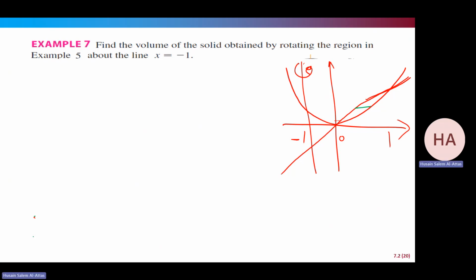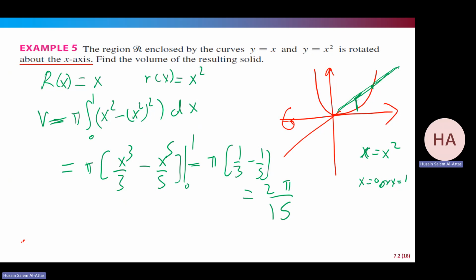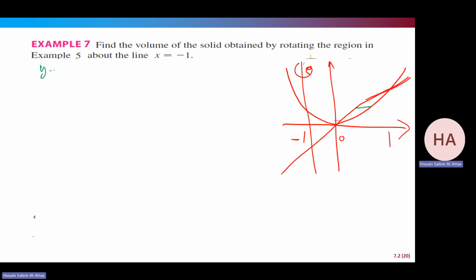Okay. And what will be the outer radius? Now be careful. I have y equal x. I need to write everything in terms of y, not in terms of x. I have y equal x, so x equals y, which is nothing. I have y equal x squared, which means x equals square root of y, since I'm using the positive sign. No need for plus or minus.